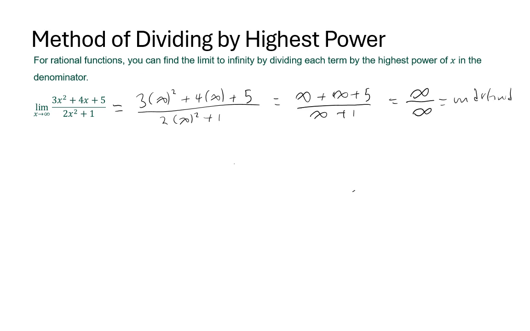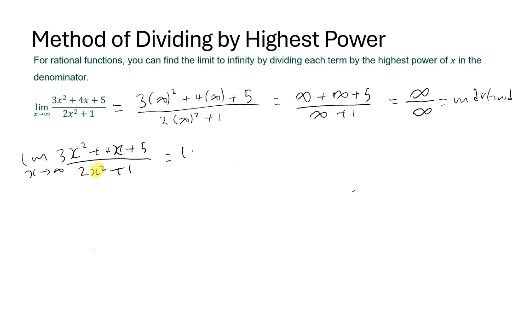So in order to find this limit, we usually have a method. We look at the highest power of the denominator. If you have 3x squared plus 4x plus 5 divided by 2x squared plus 1, then look at the highest power of the denominator, which is x squared here. So we just divide everything by it.